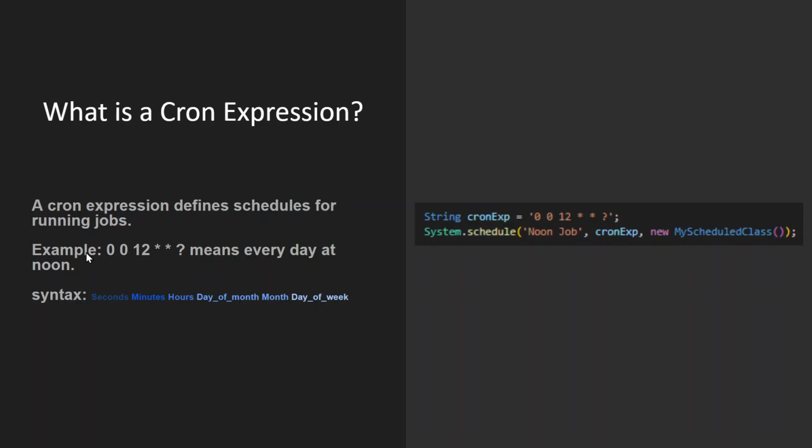Here you can see 0 0 12 asterisk asterisk and question mark. So this means every day at noon. So this is how cron expression works. You can create your own cron expression. And so let's move to the next question.